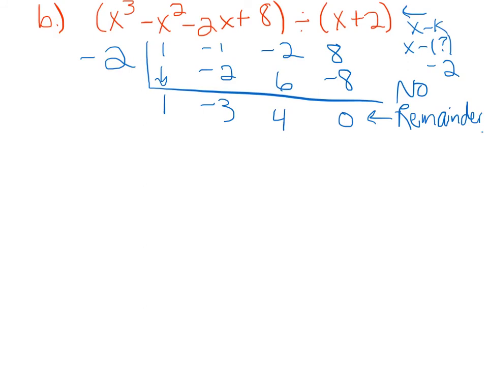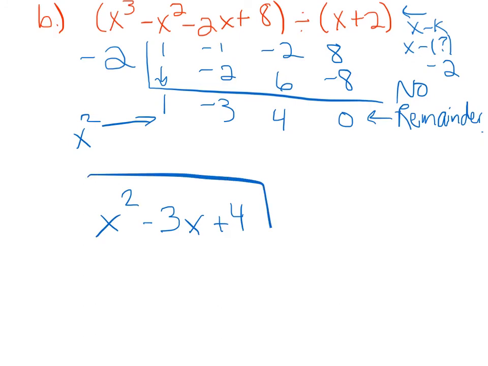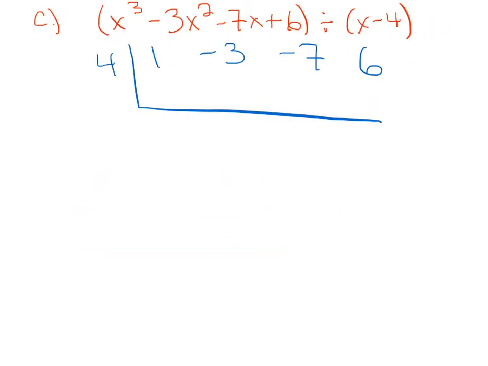So if we want to rewrite this piece here as our polynomial for the division, we go down one exponent. We had an x cubed, it's now an x squared. So we have x squared minus 3x plus 4, and there's no remainder here to deal with. So that's it. In this next problem, we're dividing again a third-degree polynomial by a binomial.